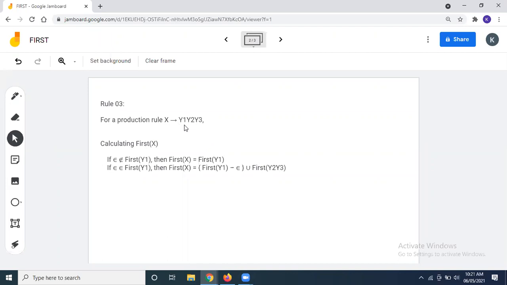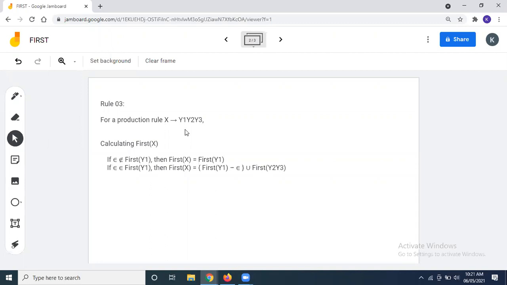But what does the first function consist of? It consists only of terminal symbols, not non-terminal symbols. So what we need to do at that time is consider the Y1 production. Whatever we have in first of Y1 has to be included in first of X.